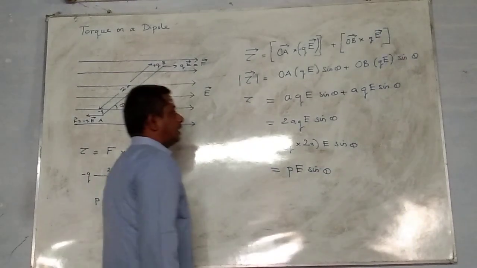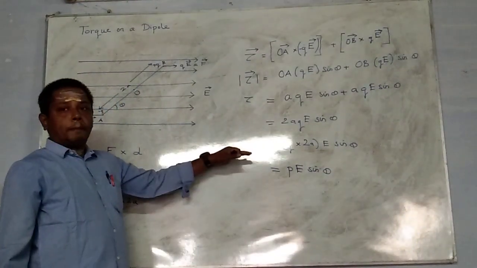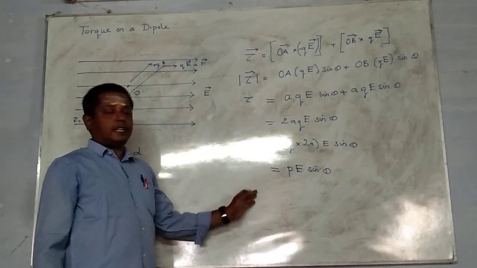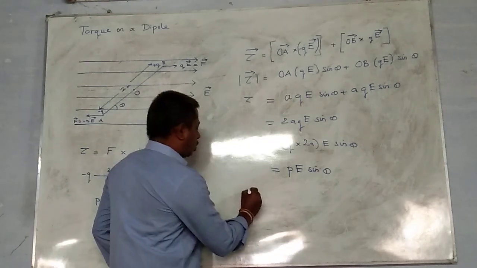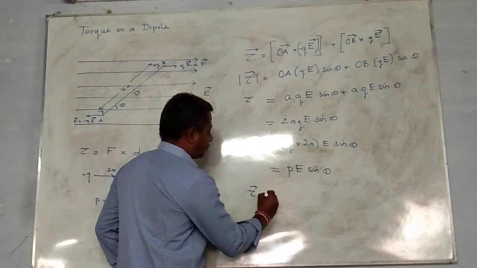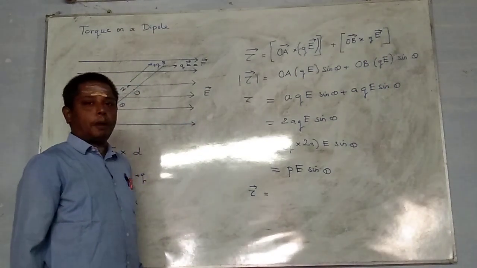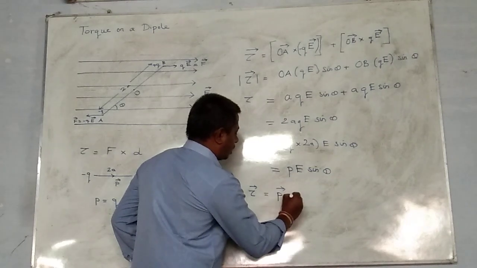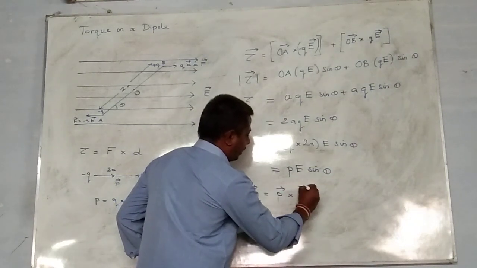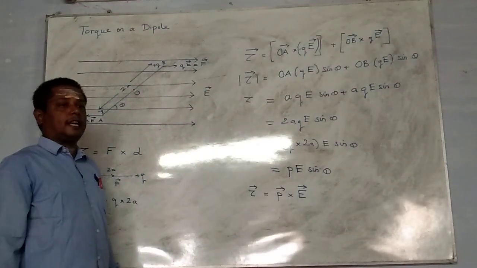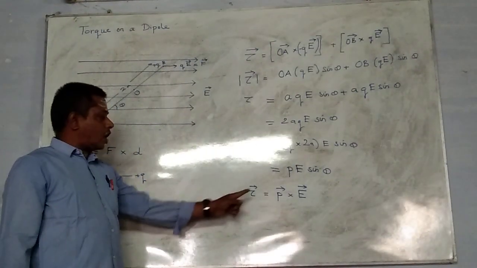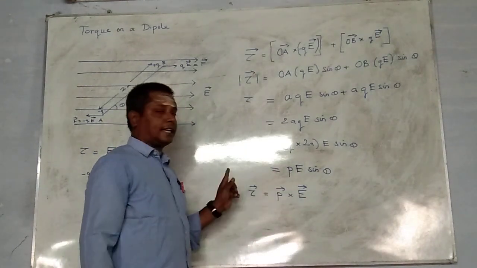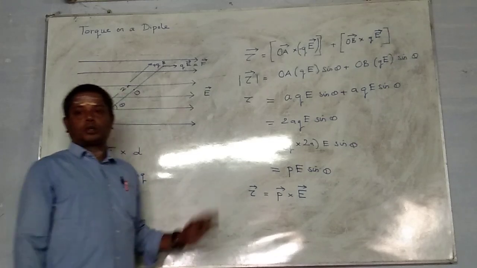Tau is equal to PE sin theta. It gives the magnitude of the torque acting on an electric dipole. Including magnitude and direction, that means torque in the form of a vector: tau vector is equal to P vector cross E vector. The cross product of electric dipole moment and electric field intensity is equal to torque.